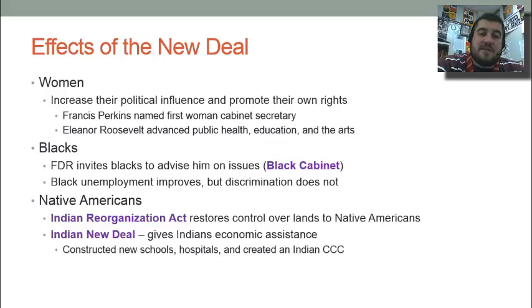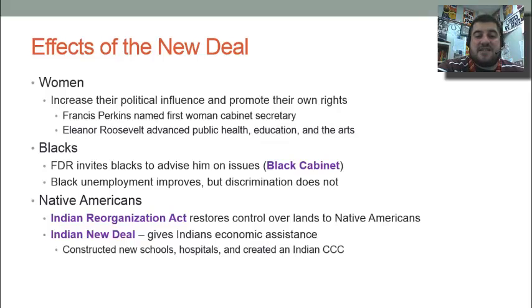President Roosevelt's cabinet. FDR invites blacks to advise him on issues affecting blacks, and this is known as his black cabinet. And they do, but it doesn't mean that he is going to take their advice. That was kind of the trick there. Black unemployment improves, but discrimination, unfortunately, does not in the 1930s.